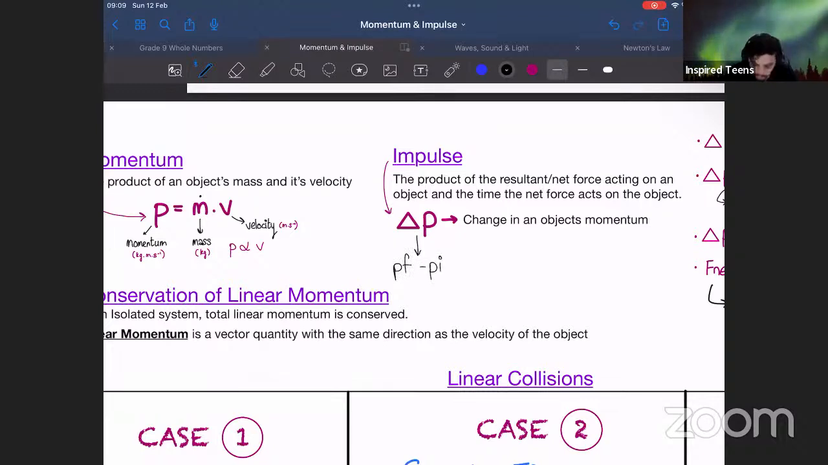So impulse is very closely related with momentum, because impulse is when you take the final momentum of an object and the initial momentum of an object, and that gives you the impulse. So the difference is, one is momentum, and one is a change in momentum, which we could have called change in momentum, but it is called impulse. It's just another way of saying change in momentum. That's the difference between the two.